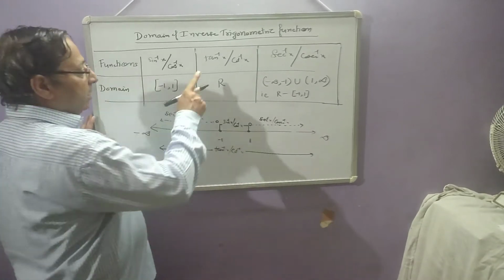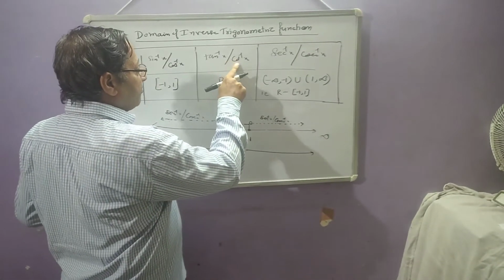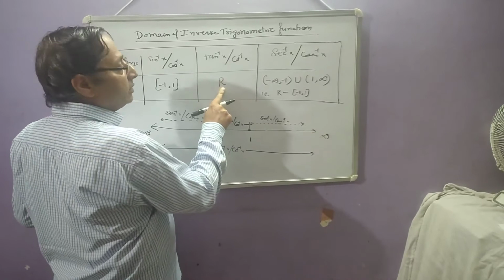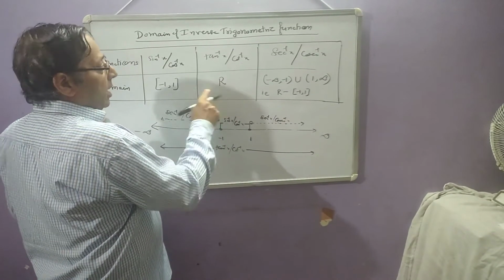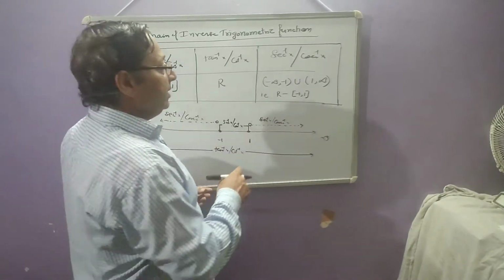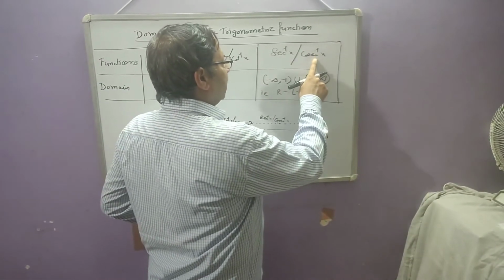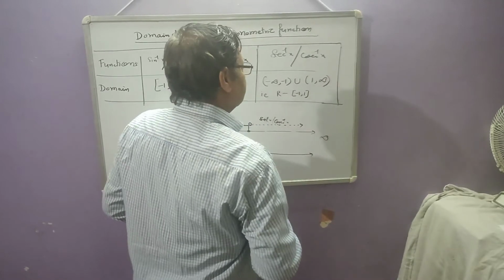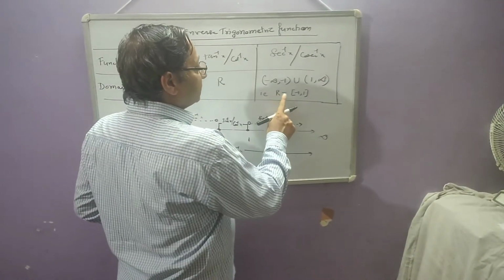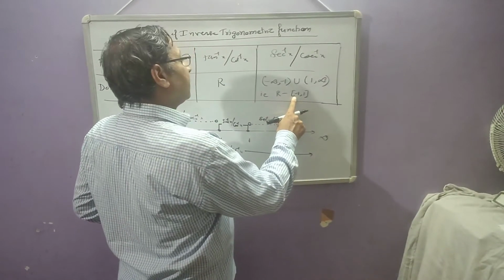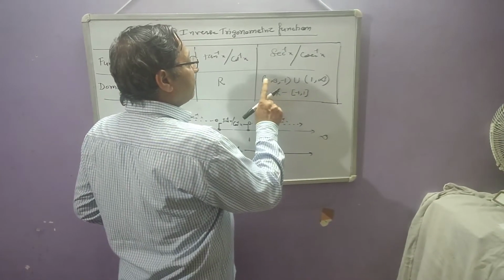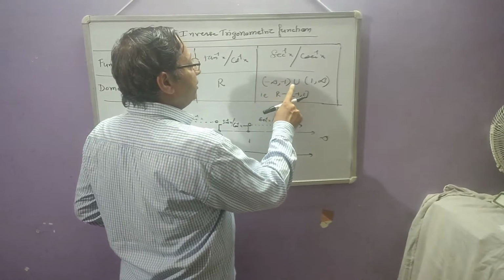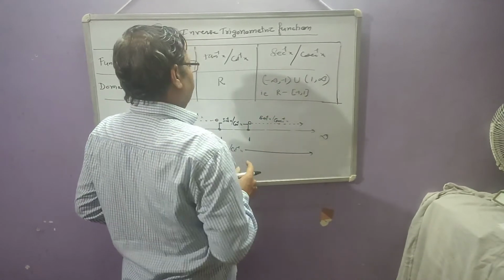For the tangent inverse x and cotangent inverse x, the domain of these two functions is the set of all real numbers. And the domain of the secant inverse x or cosecant inverse x is all real numbers except the open interval -1 to 1, or you can say (minus infinity, -1] union [1, infinity).